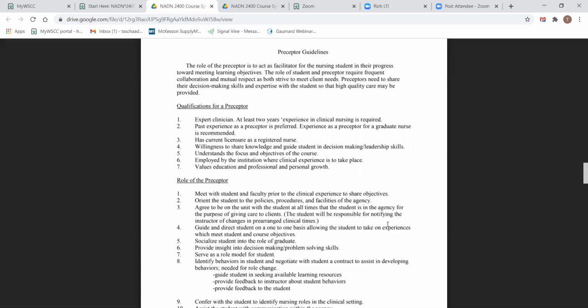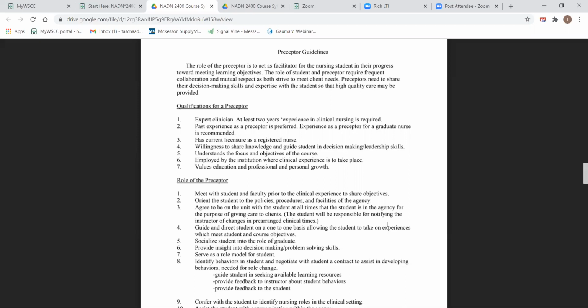So the role of the preceptor: they are going to meet with the faculty and student prior to your experience and share the objectives. Orient the student to the policies, procedures, and facilities of the agency, and agree to be on the unit with the students at all times. Guiding and directing the student, socializing the student into the role, and providing insight into problem-solving and decision-making skills.